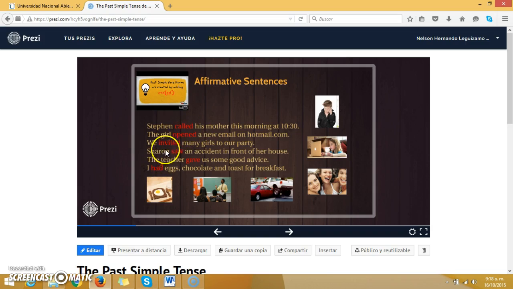Then we use the verb in past form. If the verb is regular, as you can see, the verb ends in ed. The last 3 examples are using irregular verbs, which are different. That's the way it works.